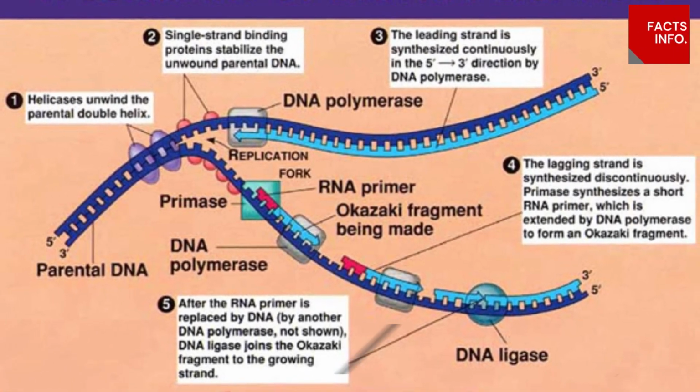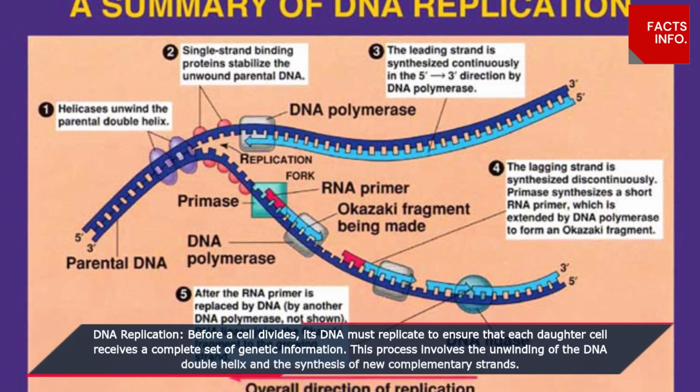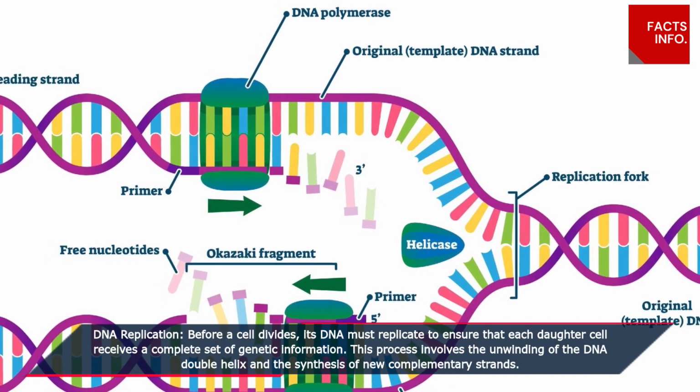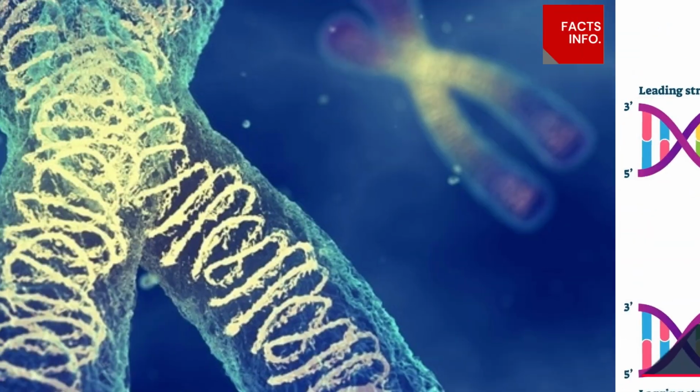DNA replication. Before a cell divides, its DNA must replicate to ensure that each daughter cell receives a complete set of genetic information. This process involves the unwinding of the DNA double helix and the synthesis of new complementary strands.